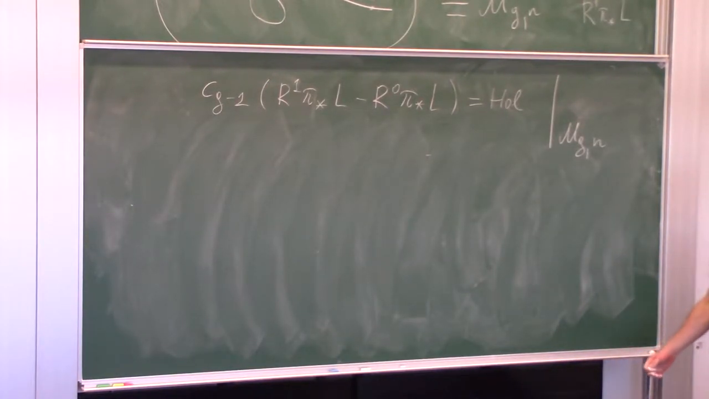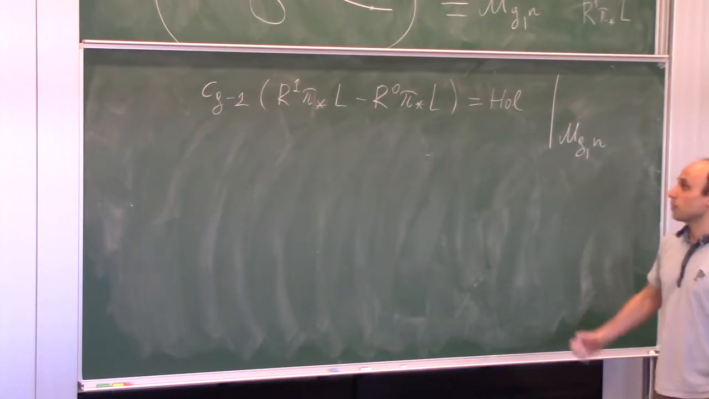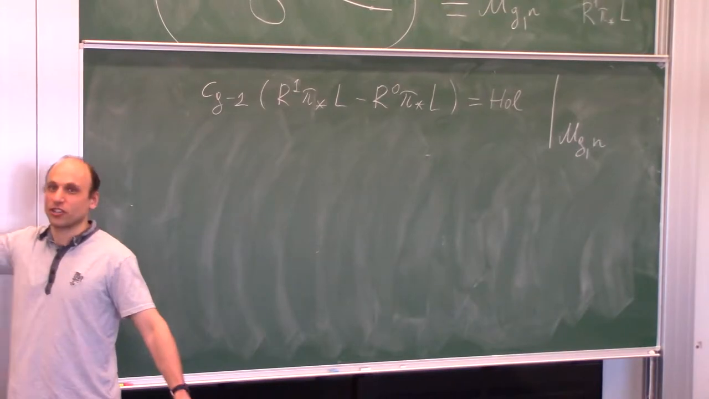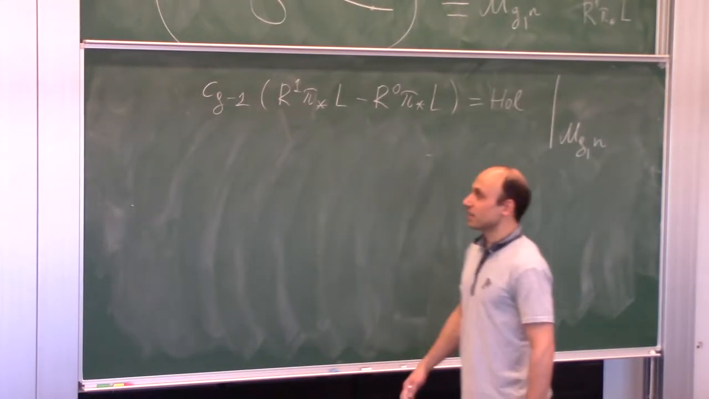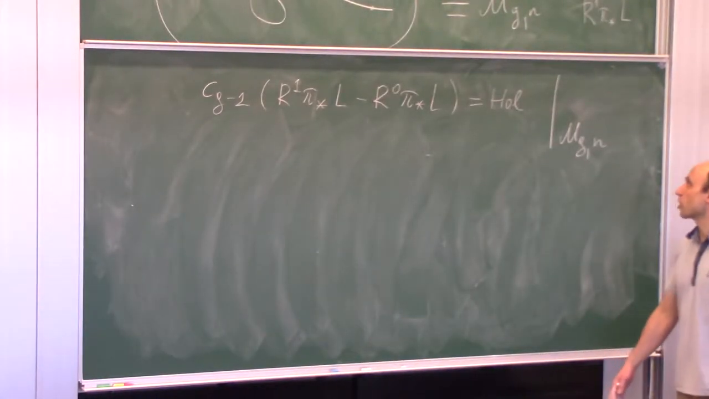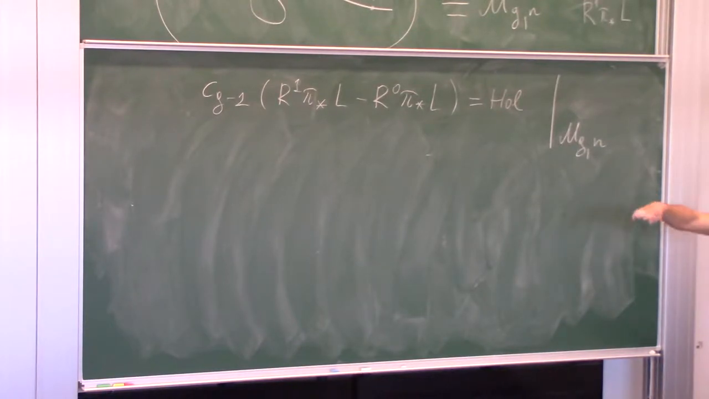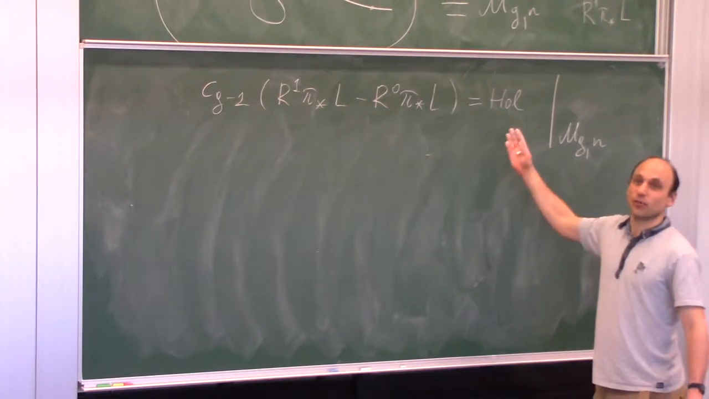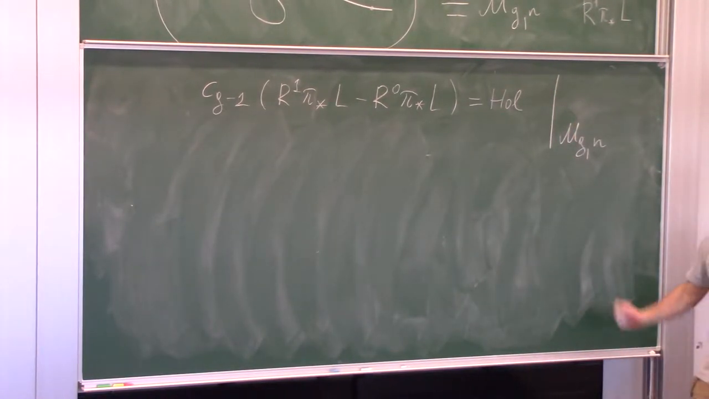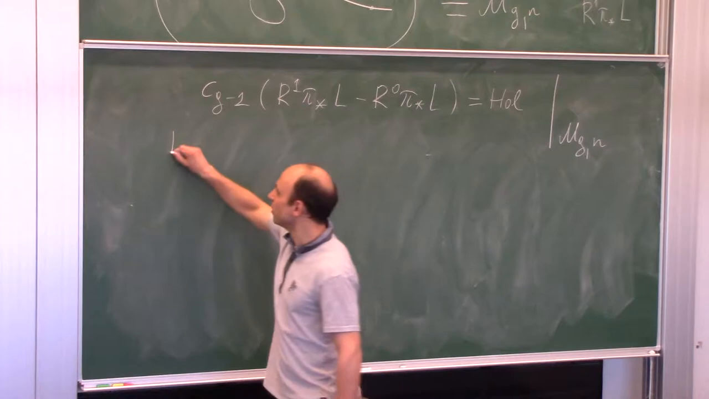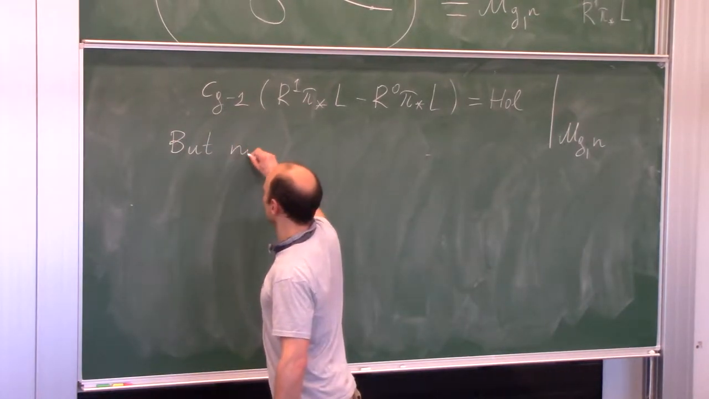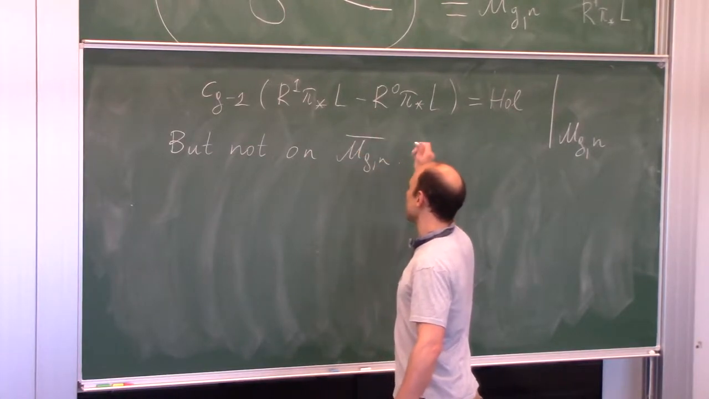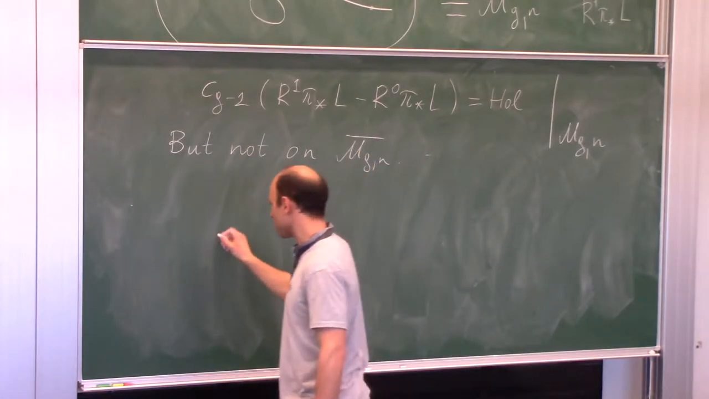So there is a paper by Thom and Porteous who explained how to develop this intuition actually into an actual proof. And as long as you work with smooth curves, this can actually be transformed into an actual proof. And this is a correct equality restricted to M_g,n, but not on M_g,n bar. So let me show you why.